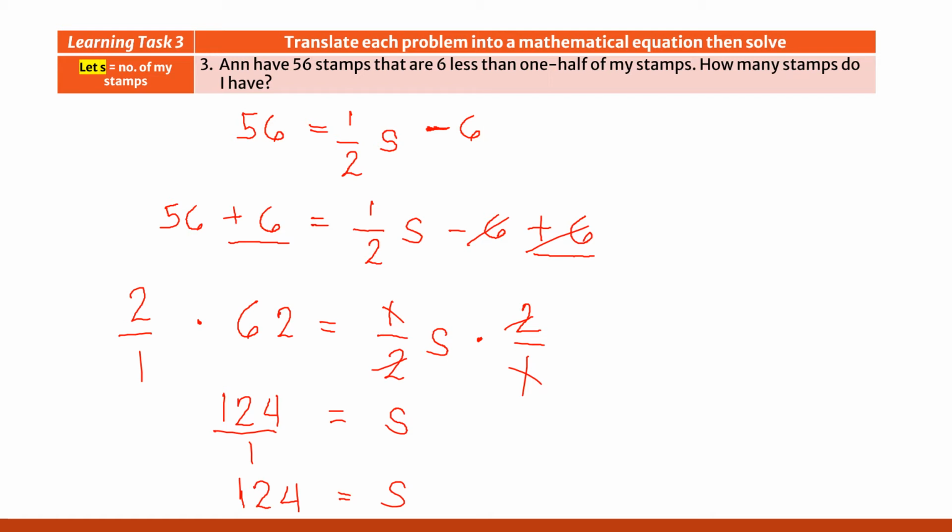So, i-analyze nga ulit natin yung problem. Sabi doon, Anne has 56 stamps. Di ba? Si Anne ay may 56 stamps na kung saan, ito ay 6 less than 1/2 of my stamps. So, ano ba ang 1/2 nung 124? Siyempre pa, that is 62. And 62 minus 6, the answer is 56. So, nasatisfy natin yung number ng stamps na meron si Anne, which is 56, na kung saan ay 6 less than sa kalahati ng aking stamps. Gets? Gets.